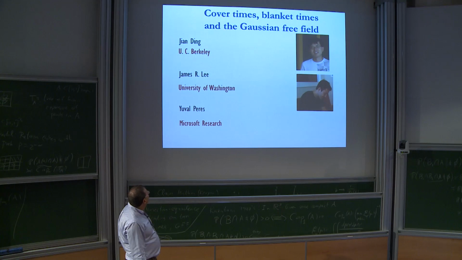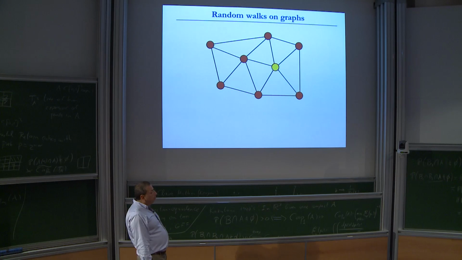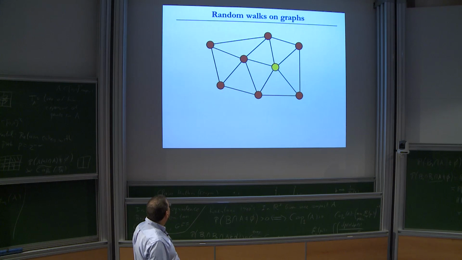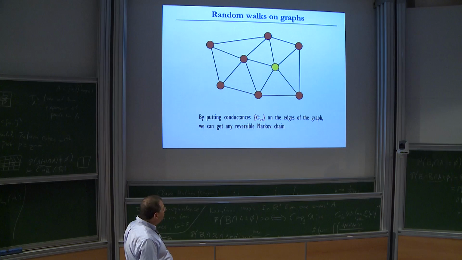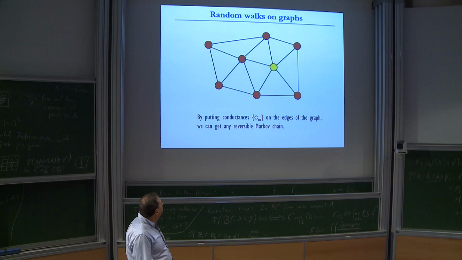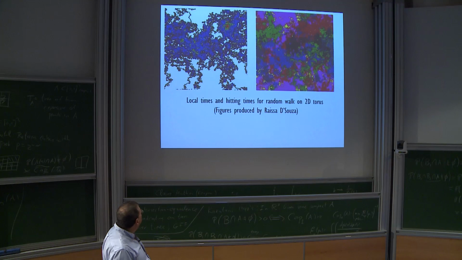Jian actually did this when he was still at UC Berkeley. Now he's in Chicago. So this is about random walks on graphs, a topic that many combinatorialists and computer scientists like. And the issue is, how long do you need to run until you cover the graph? By putting conductances, you can get any reversible Markov chain. Let's focus on simple random walk on a graph, so all the weights will be one. We're just doing simple random walk. So, local times and hitting times. And really, the cover time is when we visited everywhere.